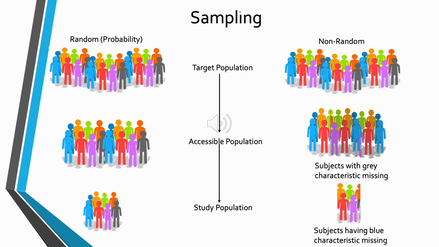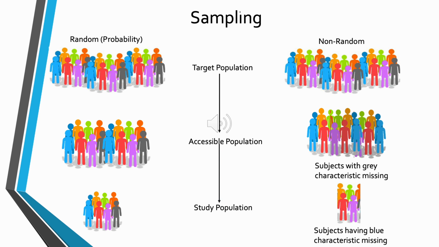Probability or random sampling refers to the process where each potential subject has an equal chance of being included in the sample. The benefit of random sampling is it increases the chances of creating a sample that represents the larger population. In this illustration, when random sampling is used, as we move from the target to the accessible population, we see subjects of all colors are represented at each sampling stage.